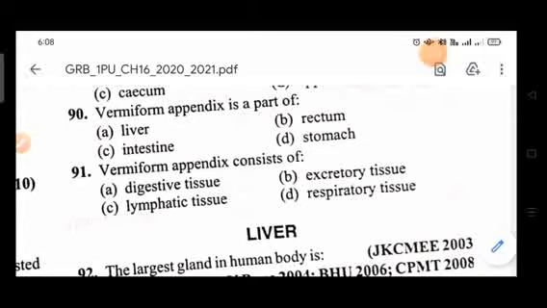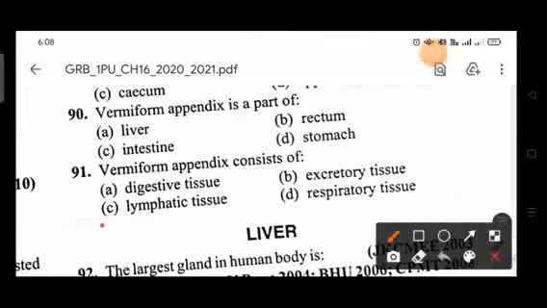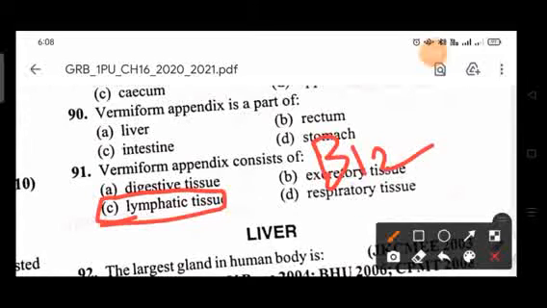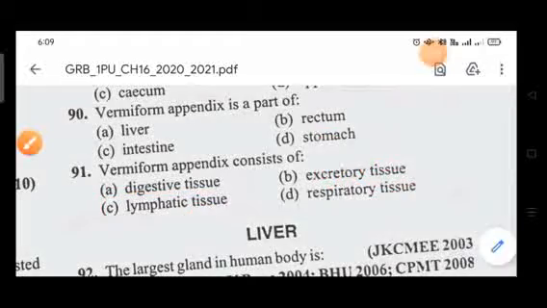Next, appendix consists of what? Vermiform appendix is generally rudimentary, but sometimes it has certain bacteria, and a very recently known fact is that the vermiform appendix consists of lymphatic tissue. Lymphatic tissue is also present in this, and it is a main site for production of vitamin B12, cyanocobalamin, by symbiotic bacteria.